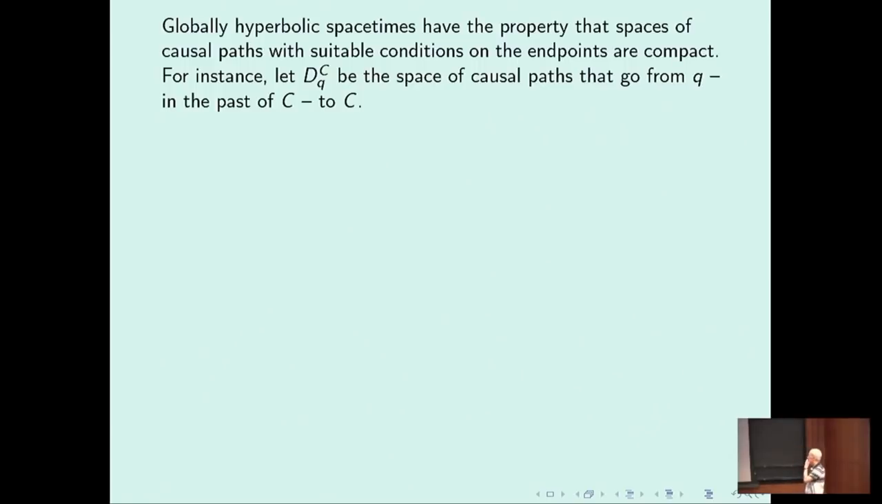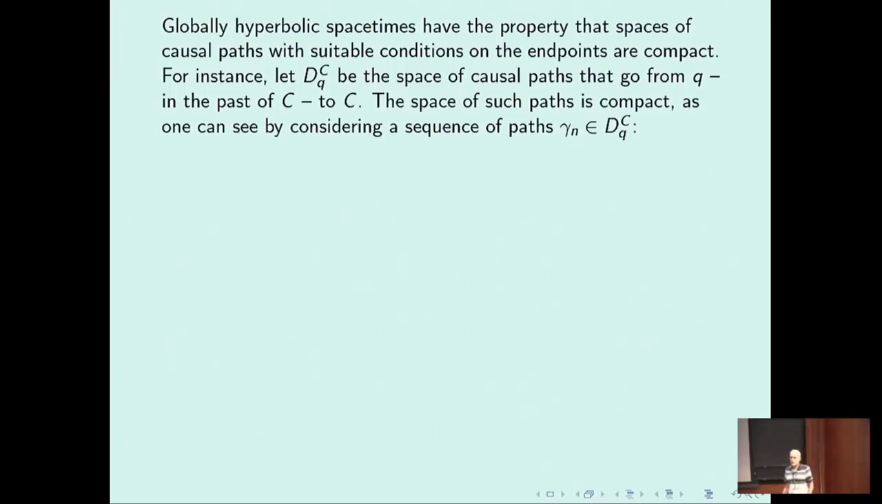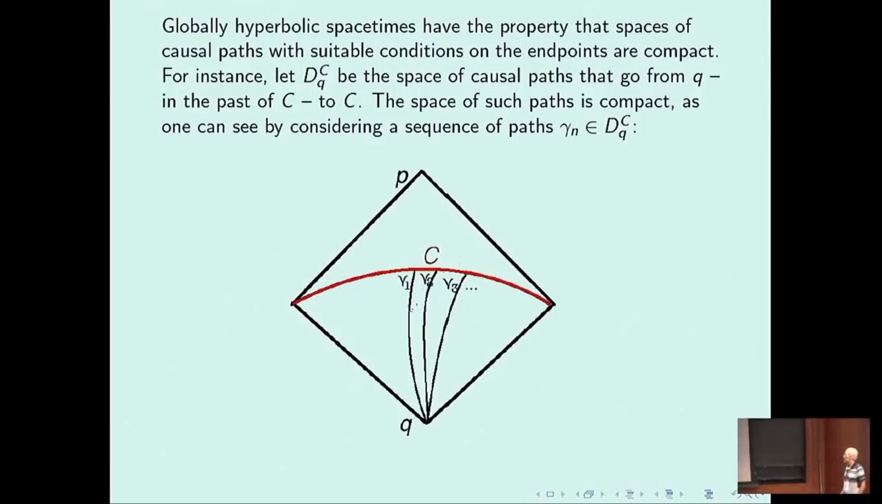Globally hyperbolic spacetimes have the property that spaces of causal paths with suitable conditions on their endpoints are always compact, just as in Minkowski space. So roughly it's because globally hyperbolic means there's no missing point. I'll give an example, though, that's slightly different from what we've said. Here we'll consider the space of causal paths from a point Q to the initial value surface C. I think I didn't introduce the terminology. C is an initial value surface or a Cauchy hypersurface.